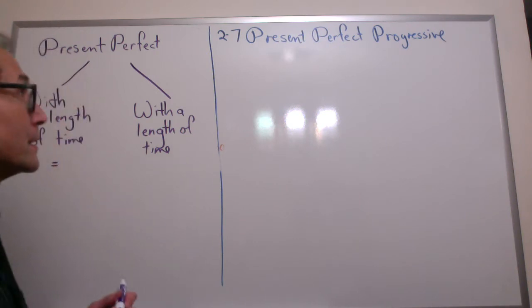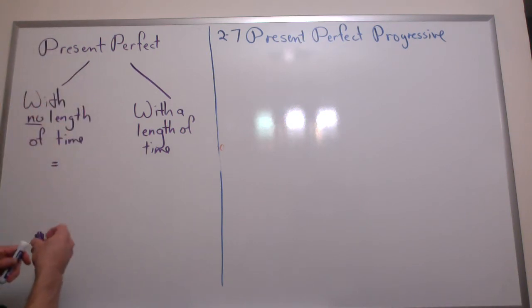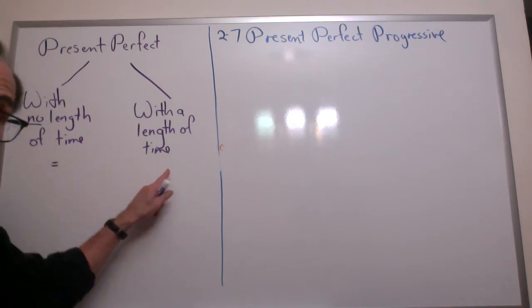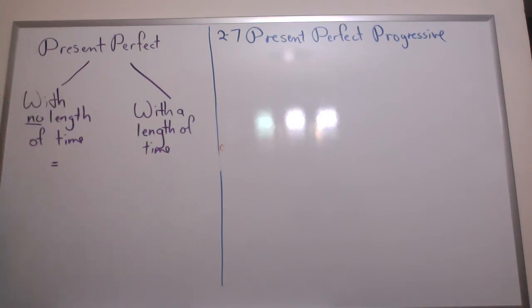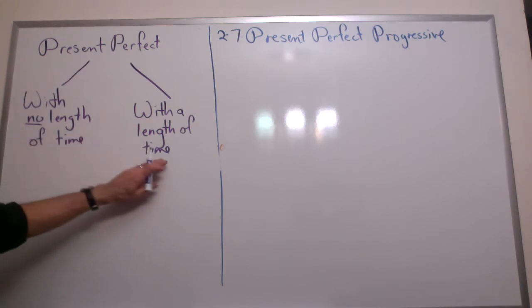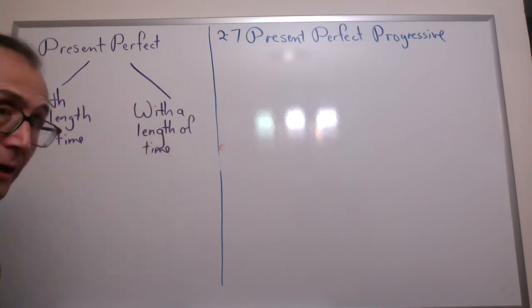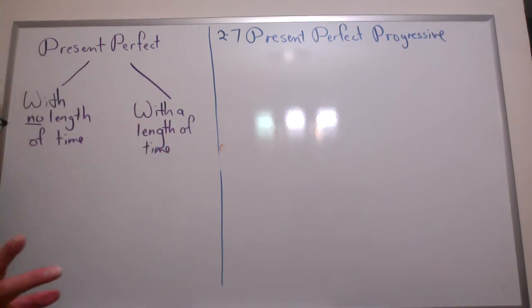of present perfect. We talked about how present perfect has two main meanings. Actually, there are a few more, but these are the two that the Blue Book talks about, and they're the most important for you to know at this time. So I can use present perfect with no length of time, or I can use present perfect with a length of time. And the meaning of present perfect will change depending on whether there's no length of time or a length of time.